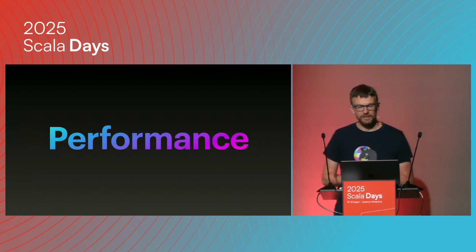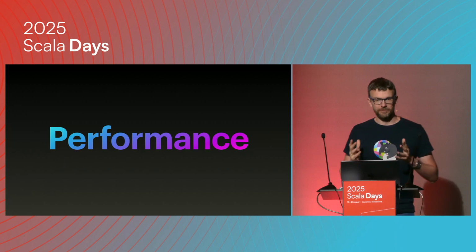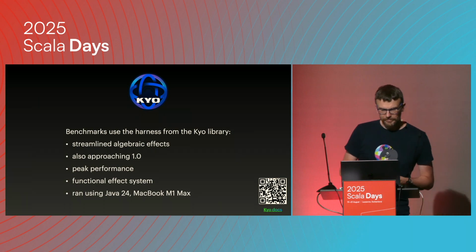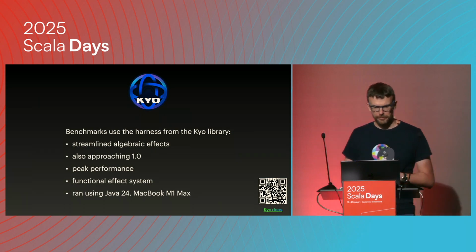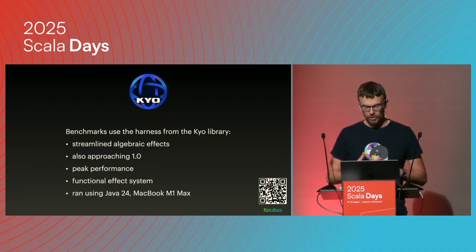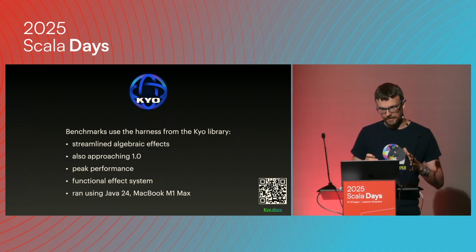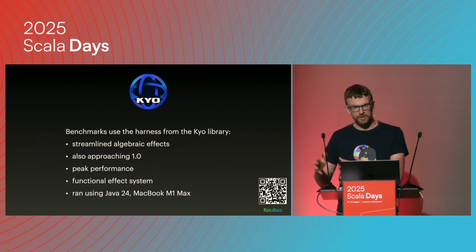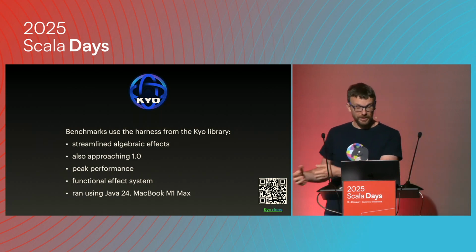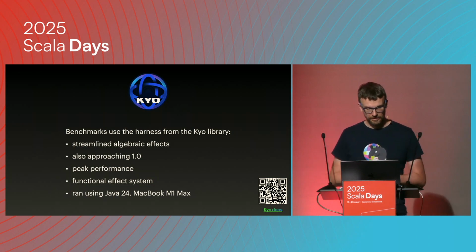OK, so let's talk a bit about performance, because performance is important for such a library, which focuses on concurrency and streaming. So I've reused benchmarks from the Kyo library. Kyo library is also a library focusing on streaming and concurrency. It's taking a different approach. It's also approaching its first final release.